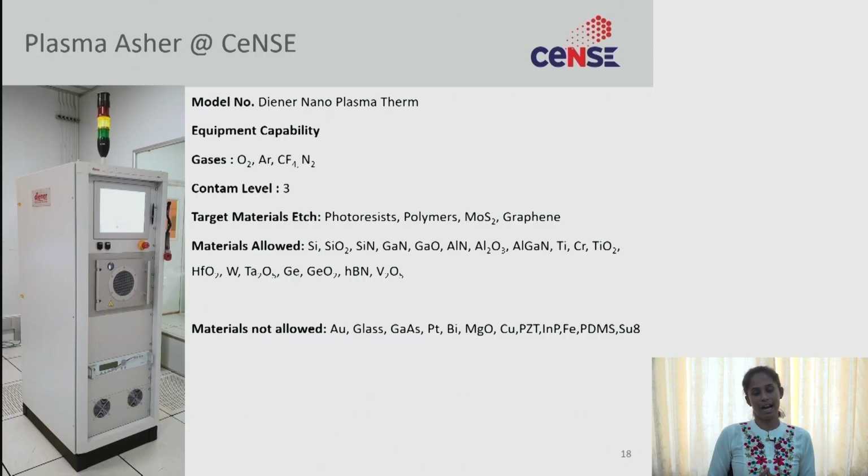Along with these RIEs, we also have what is called a plasma asher. This is a small piece of equipment which we use to remove photoresist from the substrate. Okay, so maybe after your etch process you want to remove the photoresist you have used as a mask; that mask can be removed by using the plasma asher.